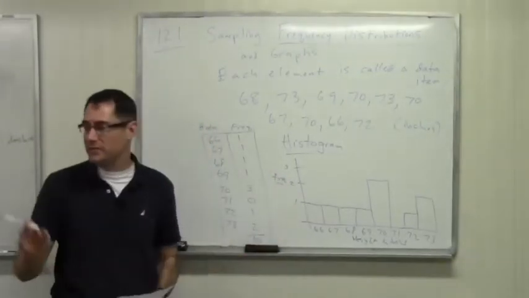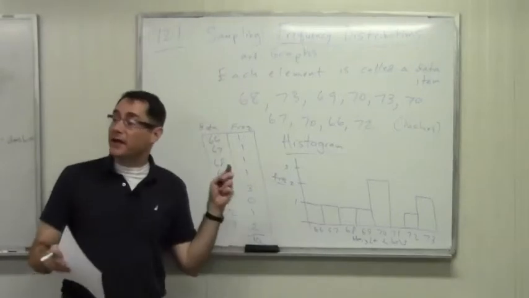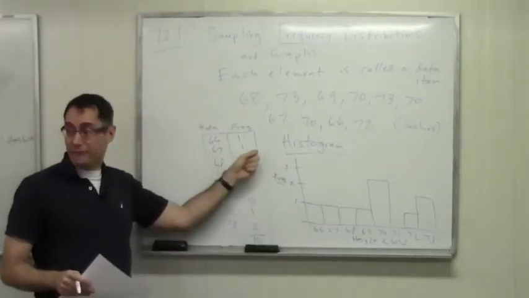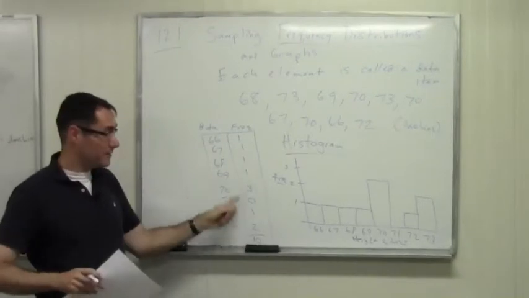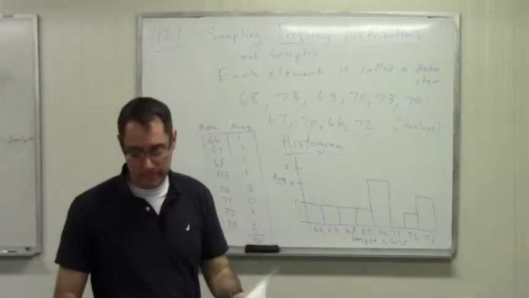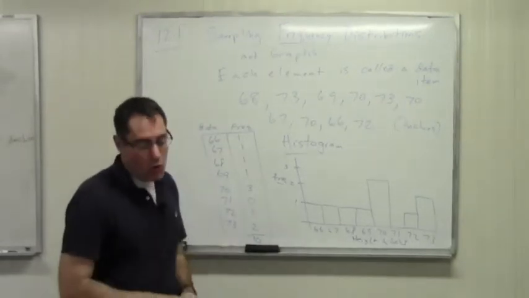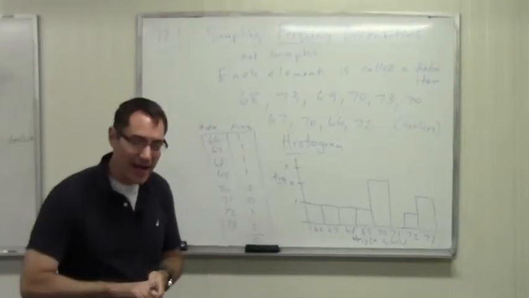Question? So is the histogram just a bar graph? Yeah, it's basically just a bar graph, but it comes from this data and the frequencies of the data. Frequencies being the amount of people in each category. Okay? All right. We also have this thing called a frequency polygon.